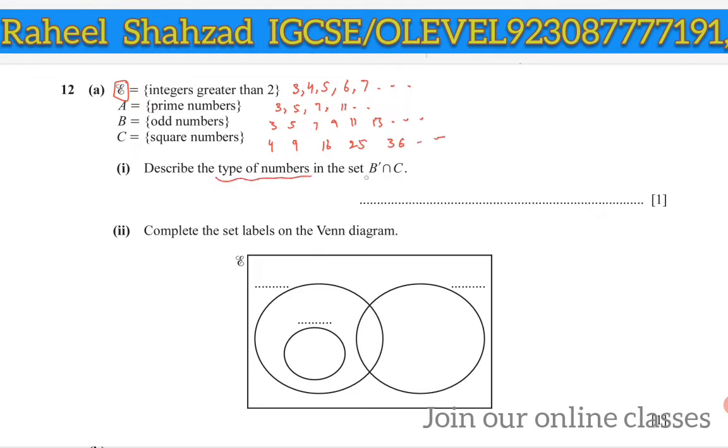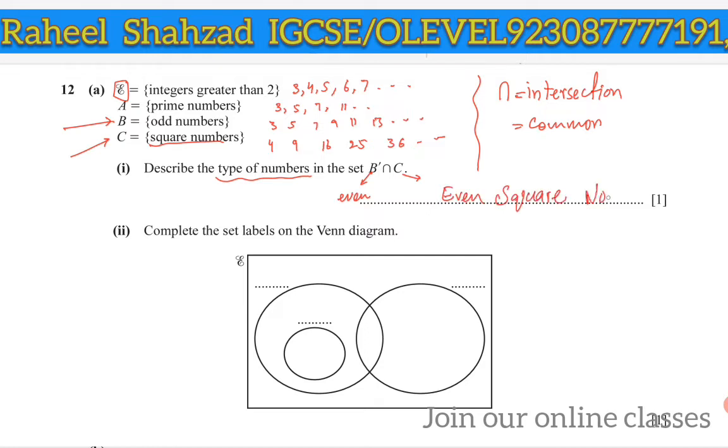Describe the type of numbers in set B complement intersection C, that is common between C and B complement. B complement means, so B is odd numbers, B complement is even numbers. Okay, B complement is even numbers and C is square numbers. So we have only even square numbers. Intersection means common. Okay, remember this means intersection and this intersection means common. Okay, so even square numbers is my answer for this.